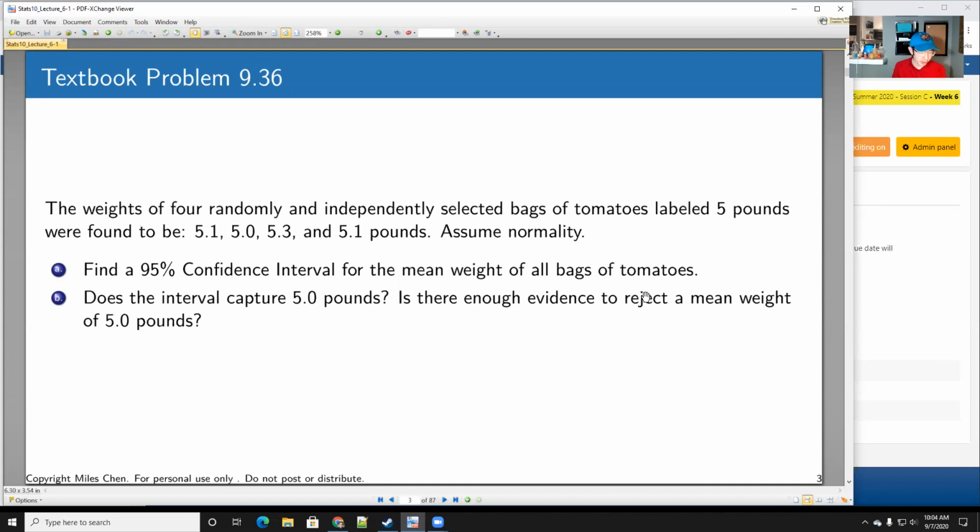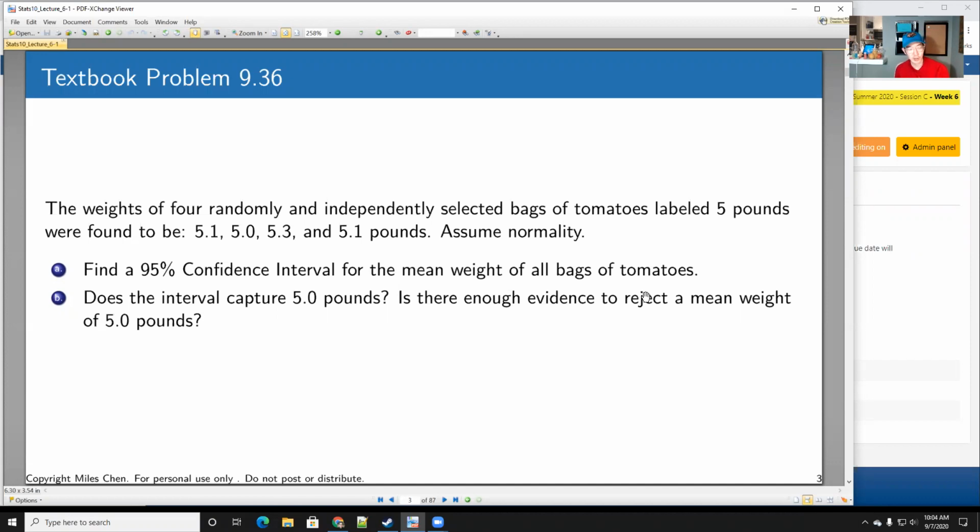Before I go on, though, I just wanted to highlight maybe just one of these problems, because I got some questions in my email about how certain problems should be carried out. So this is one of the textbook problems. This is problem 9.36.